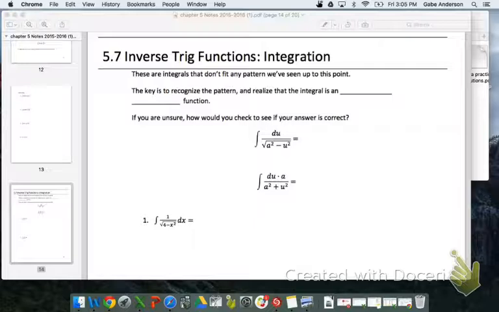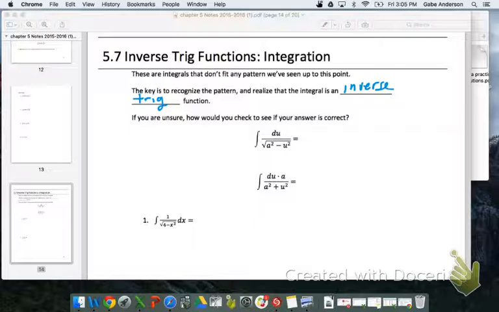The key really is to recognize the pattern. So it's going to take a little bit of practice on our part to get to a place where we can recognize this. We'll talk a little bit about that here. And ultimately we want to realize that the integral is an inverse trig function, or it's going to lead to an inverse trig function, specifically inverse tangent or inverse sine.